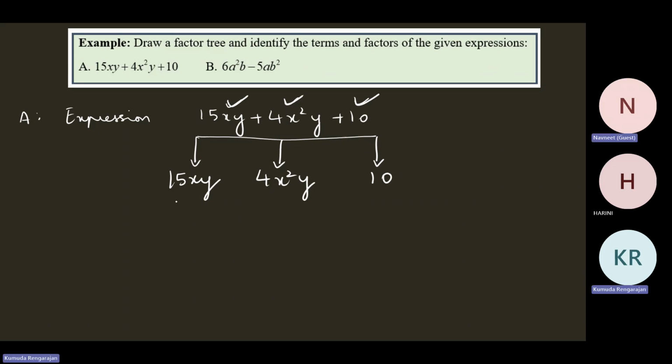Then further in 15xy, we see 15, x and y. So branch it; we take 3 branches: 15, x, y. Here, you can write x square as x into x. So we'll have to take 4 branches: 4, x, x, and y. And 10, you can just leave it like that. You don't have to branch out further for 10.